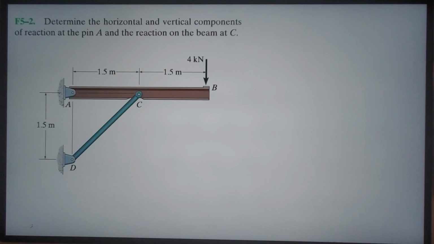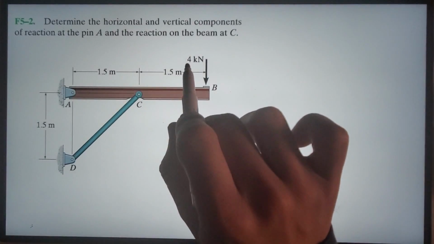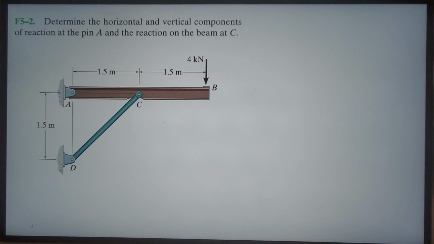This is chapter 5, problem number 2. The lucky number for this problem is 4. So this is the lucky number for this problem, number 4.